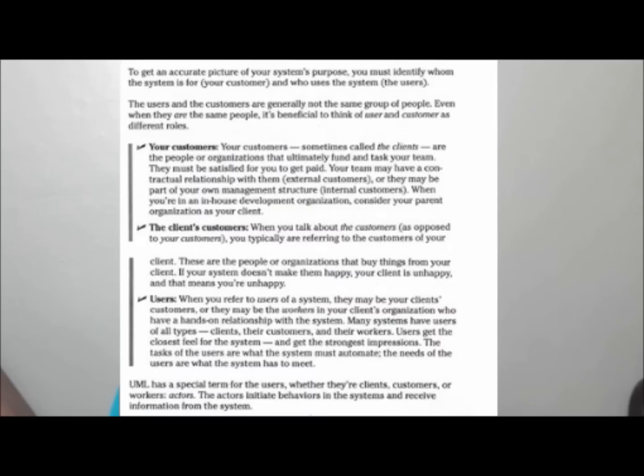And so this particular slide has a lot of detail on it, but what it's trying to explain is you need to think about for whom and who uses. And those are two different sets of people. So you need to identify whom the system is for. That's your customer. Now, as the systems analyst, you are going to have someone that you're doing this work for. That is your customer. But your customer may or may not be the person who uses the system.